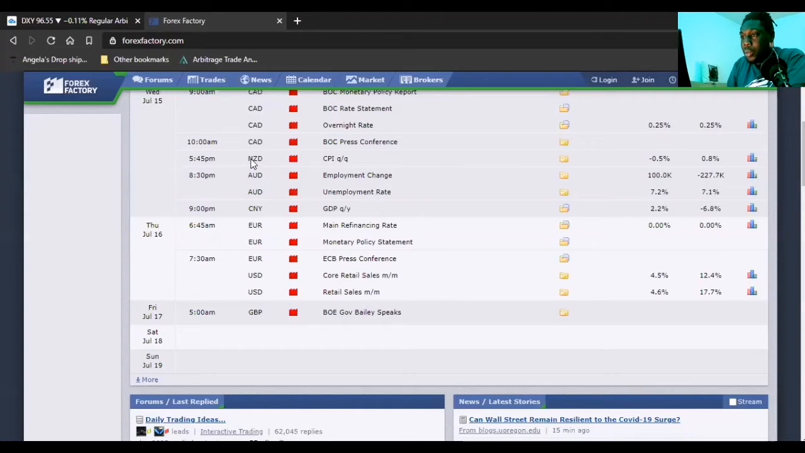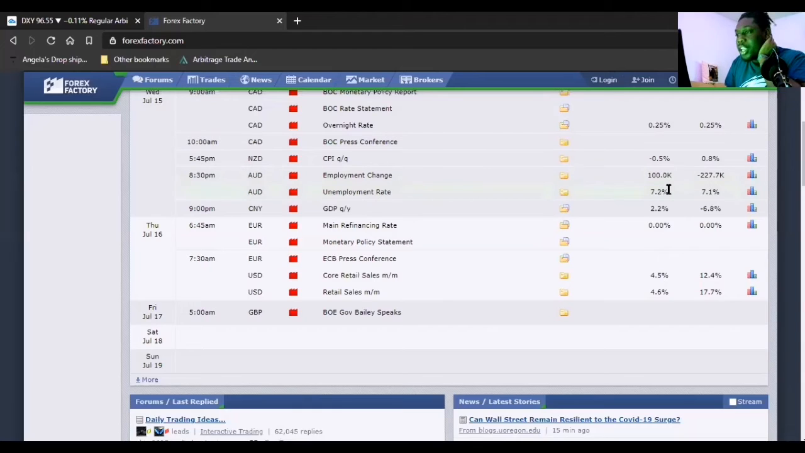New Zealand dollar, we have it at 5:45 p.m., so that's an hour and 45 minutes after the market closes, or resets for the next day. And it's CPI. Then Australian dollar employment change and unemployment rate, which is at 8:30 p.m. on Wednesday. That's something I'm going to watch out for, because as we can see here, I don't even talk about this a lot, but I should.